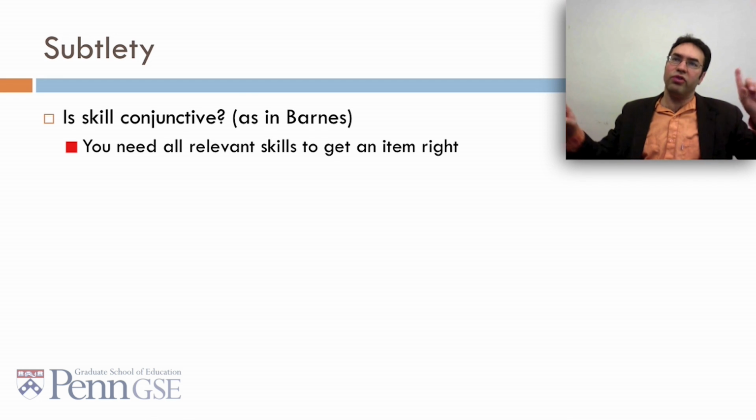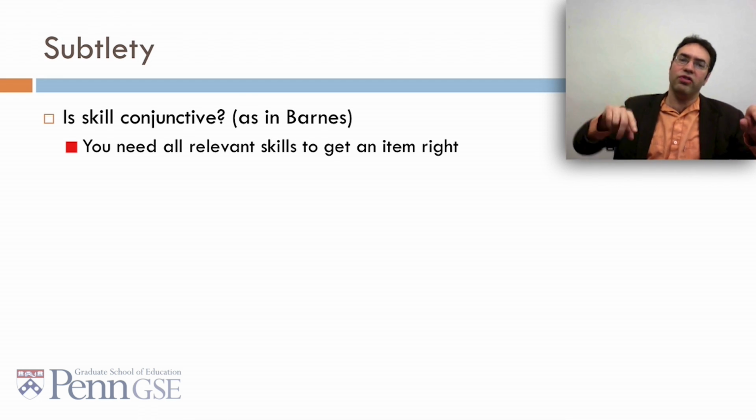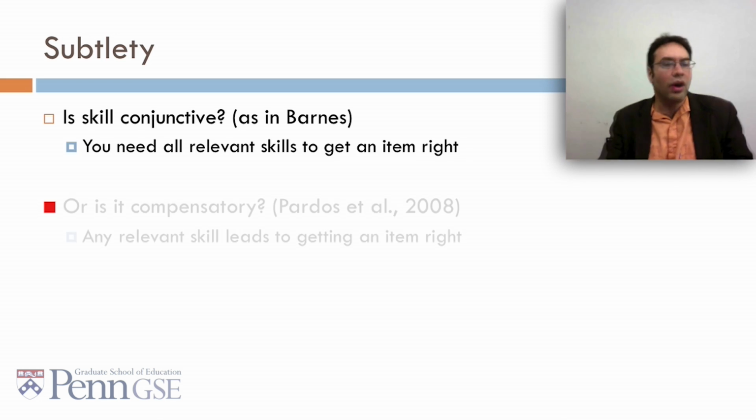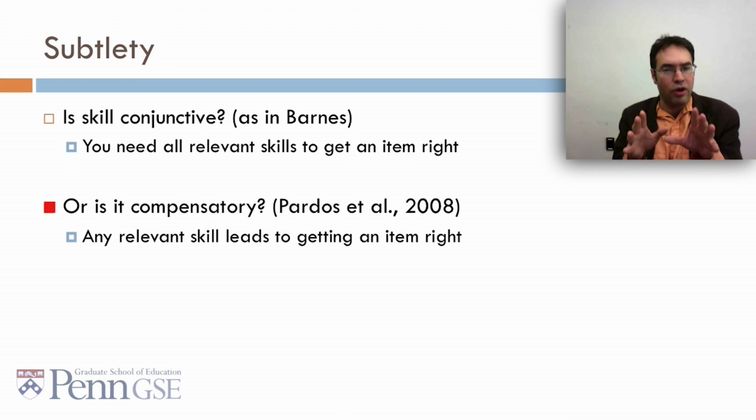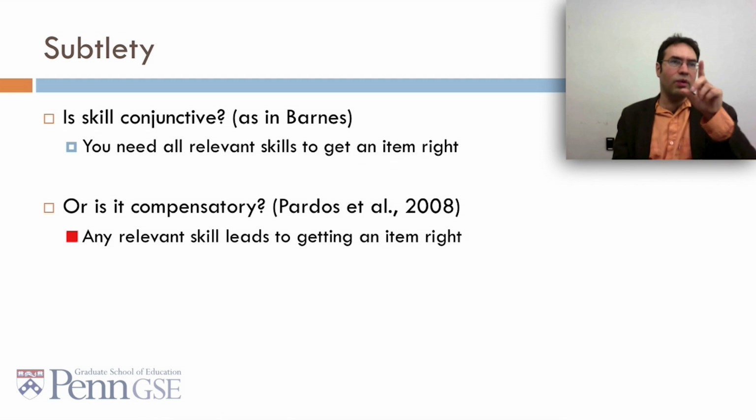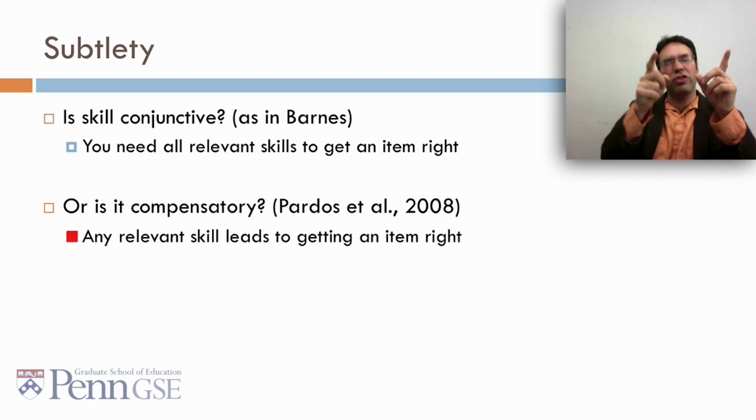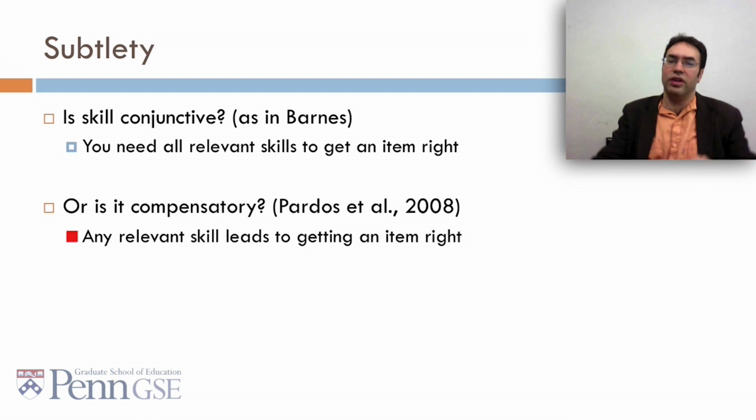If an item involves skills 1, 2, and 3, you need to have 1, 2, and 3 or you're going to get it wrong. Or is skill compensatory, as Zach Pardos proposes, where having any relevant skill leads to getting an item right? In other words, if you have skill 1 or 2 or 3, any one of them, you're going to get the item right.